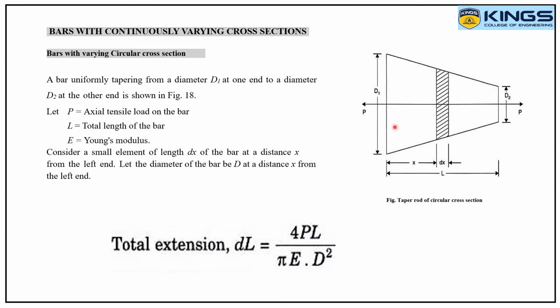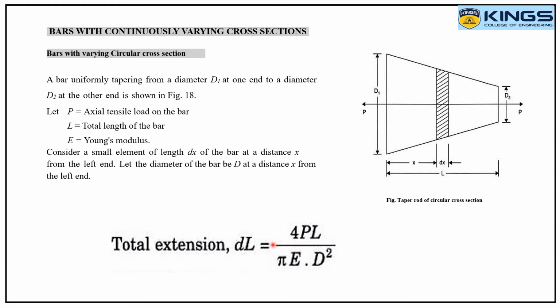Got it? Now, bars with continuously varying cross section. Here, the cross section is varying throughout the length L. The cross section is varying progressively. Similarly, P is the axial tensile load, L the length of the bar, E Young's modulus. So the total elongation will be del L is equal to 4PL by pi E d square. Right? Here, this equation is obtained from a relation, which means a derivation.